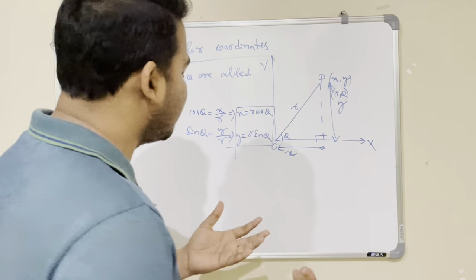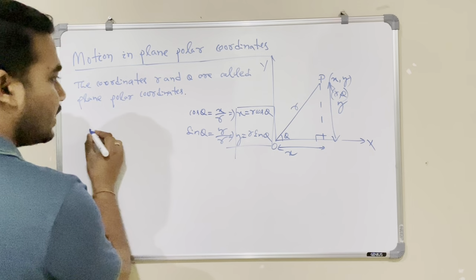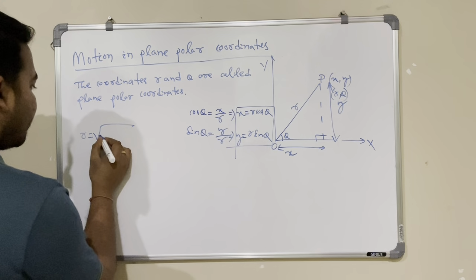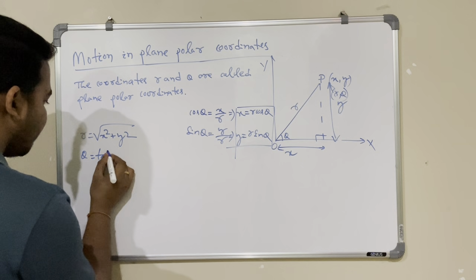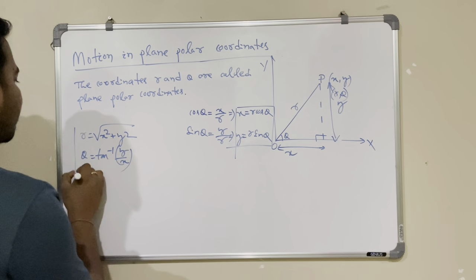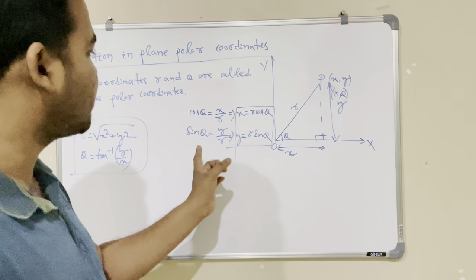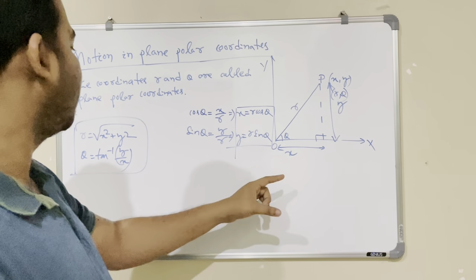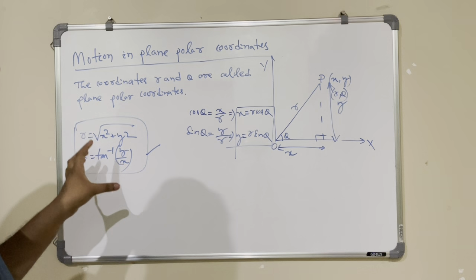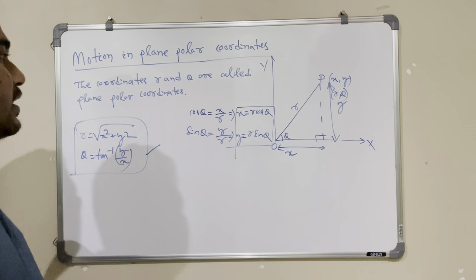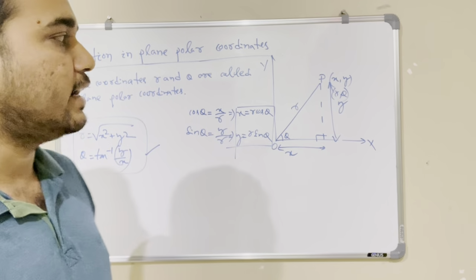Similarly, we can express the polar coordinates in terms of Cartesian coordinates: r equals square root of x square plus y square, and theta equals tan inverse y by x. Here x square plus y square equals r square, so r equals square root of x square plus y square, and y by x equals tan theta, so theta equals tan inverse y by x. So these are the polar coordinates r and theta in terms of Cartesian coordinates x and y.